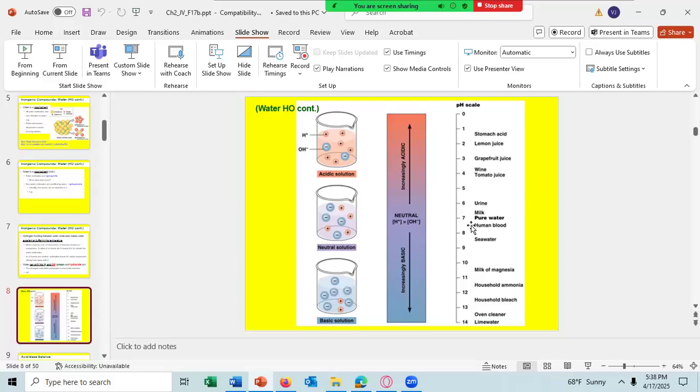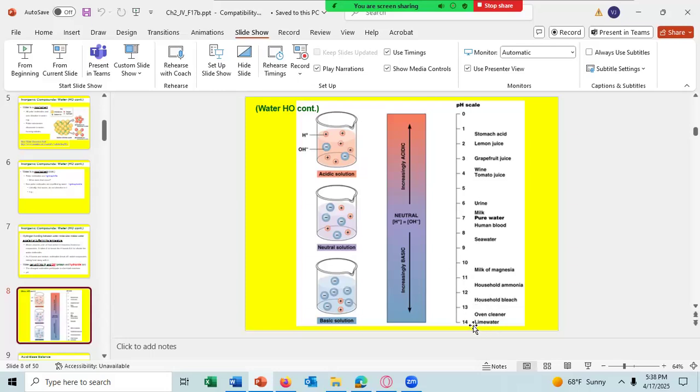So pH 7, increased pH 8, a little over pH 8 is actually the pH of seawater from the dissolved minerals in the seawater. Seawater is a little bit alkaline. Milk of magnesia, a little higher than pH 10. Household ammonia, a little higher than pH 11. Household bleach, a little higher than pH 12. Oven cleaner, that would be the highest pH anyone has probably ever used, higher than pH 13.